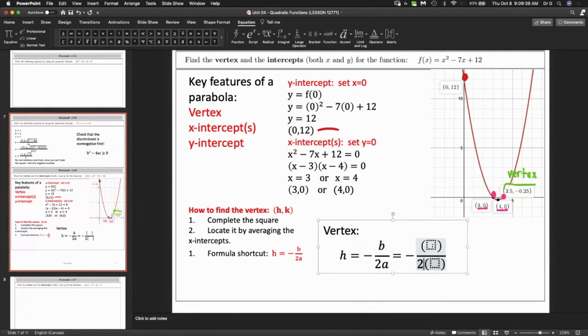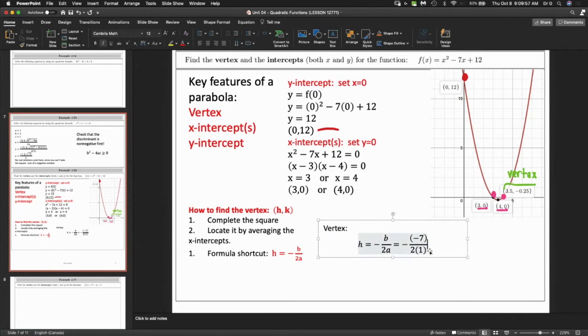So in this case, b is, if you go back to the question, a is 1, b is negative 7, and c is 12. So a is 1, b is negative 7, and we don't really need c here. So if you clean that up, you get 3.5, which is exactly what you see here. You get 3.5 on the graph.